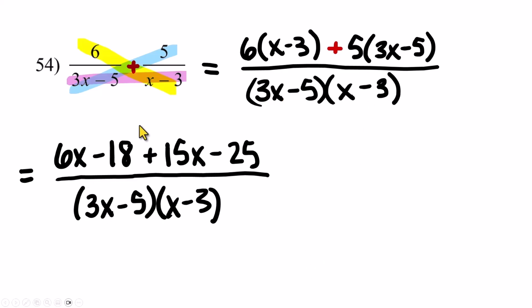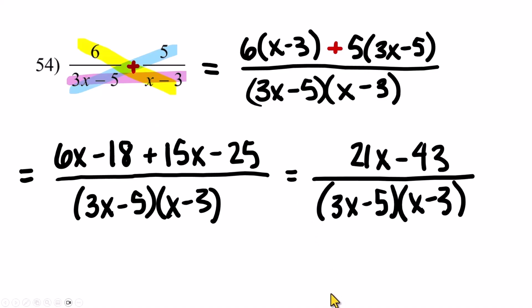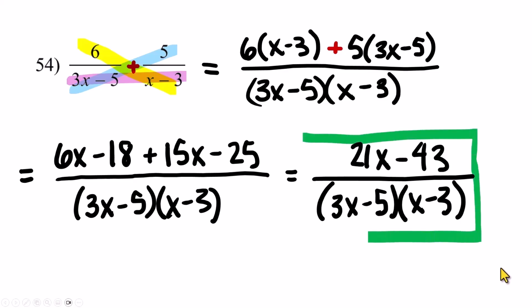Now, let's put like terms together. The 6x has to go with the 15x, and the -18 has to go with the -25. Again, I did that for you. Sorry. You got to pause faster. Okay, now, there's absolutely nothing I can do with the 20x minus 43. They don't have common factors, and they certainly don't have common factors that look like any in the denominator that I can cancel. So, yay, we're done. Put a box on it.